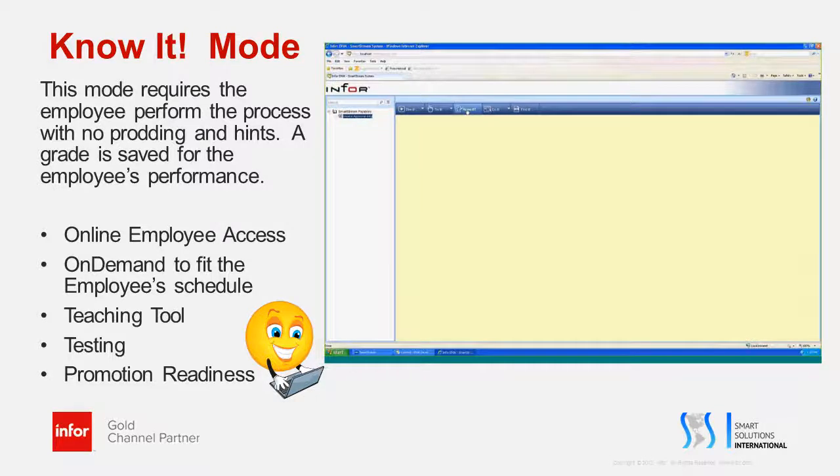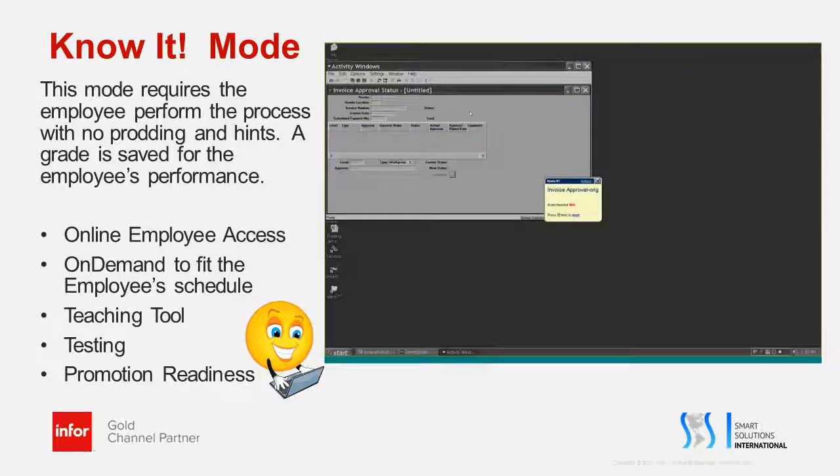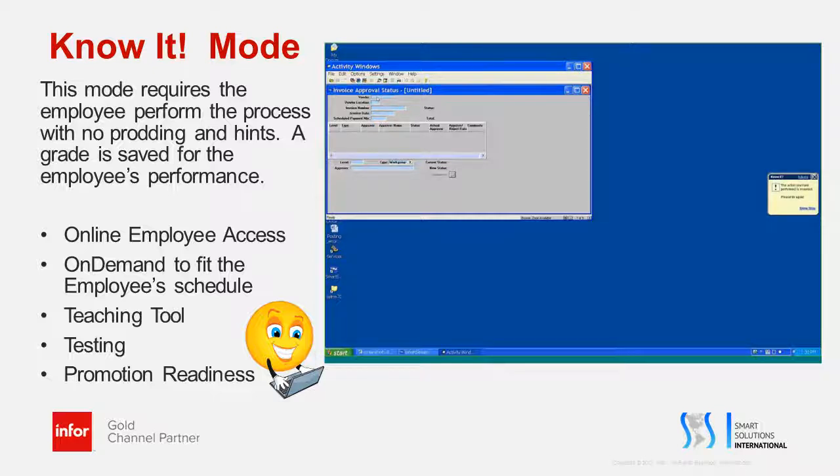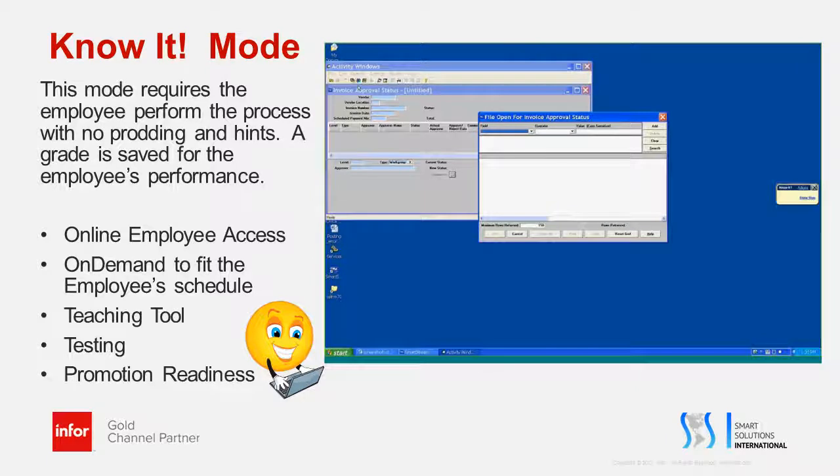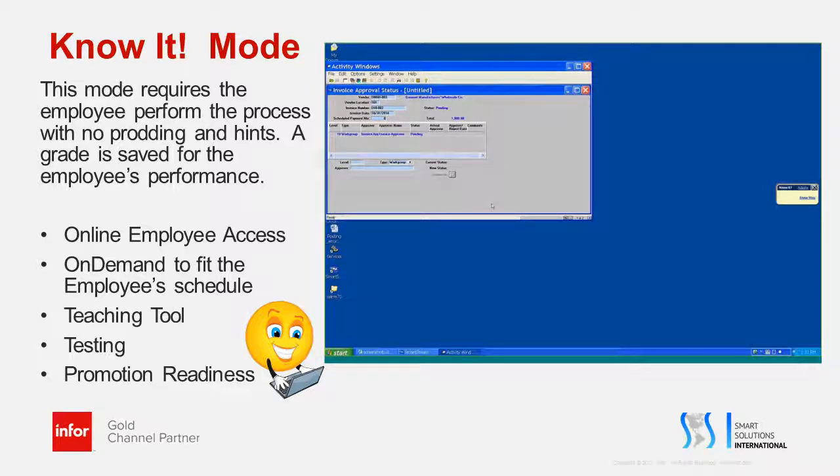Here we watch the employee access the Know It tab, where they are required to perform the process, while the Knowledge Center monitors their actions and keeps score of the results. Notice the bubble is keeping track of which step and the results of the actions. At the end of the video, the employee will be graded and told within the final bubble whether or not they passed.